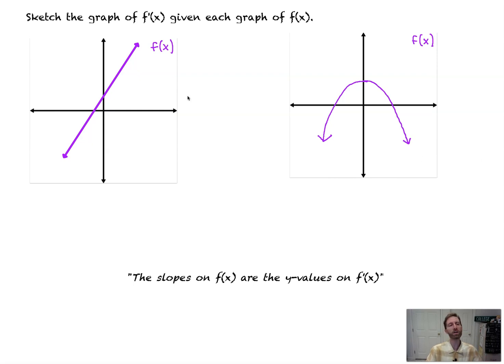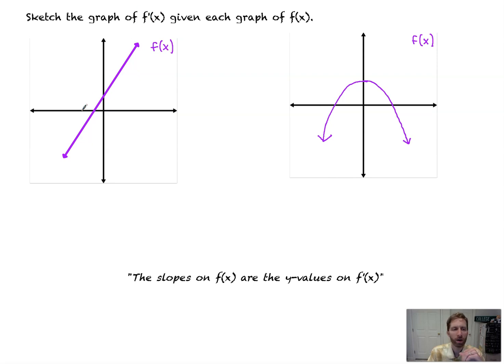So we've got here a graph of a line. Our goal is to sketch the graph of f prime of x, the derivative of f, given that graph of f of x. Now here's the important part, and I wrote this down here in quotes. The slopes on f of x are the y values on f prime of x. Remember that f prime of x gives you the slopes of f of x anywhere. So if I want to graph f prime of x, I'm being asked to graph the slopes of f of x as y values on here.